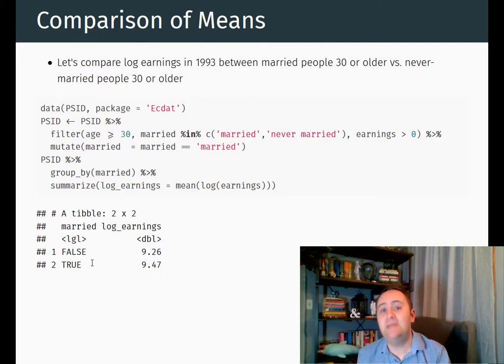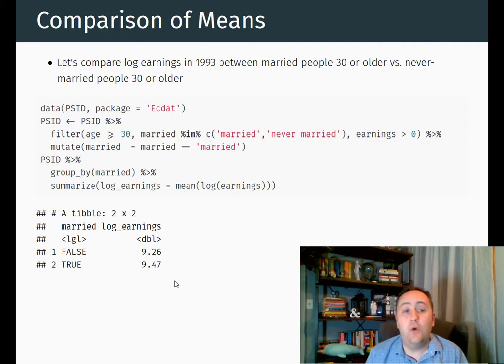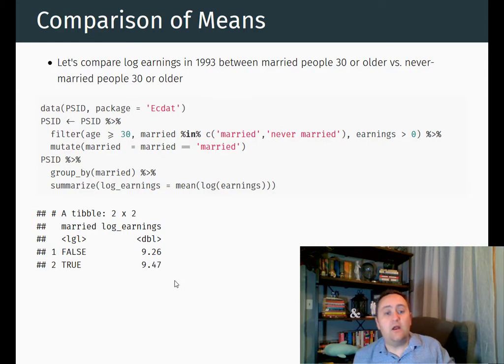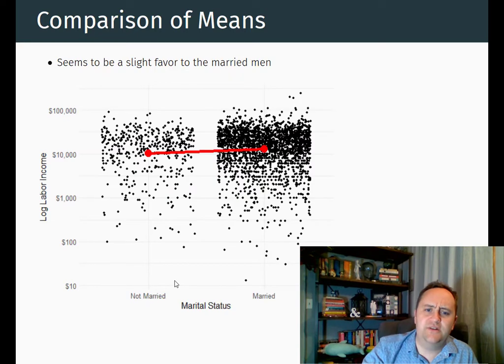Now I'm comparing the means of these things, and if I take the mean of logged earnings, I get a value of 9.26 for people who are not married and 9.47 for people who are married. So what we see here is that, yes, on average people earn more if they are married than if they are not married, at least among people who are above the age of 30. Okay, so that's a comparison of means. We can sort of see it on a graph here.